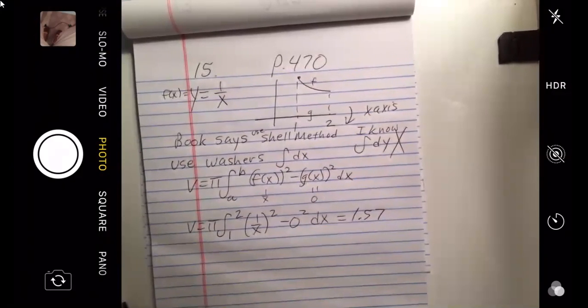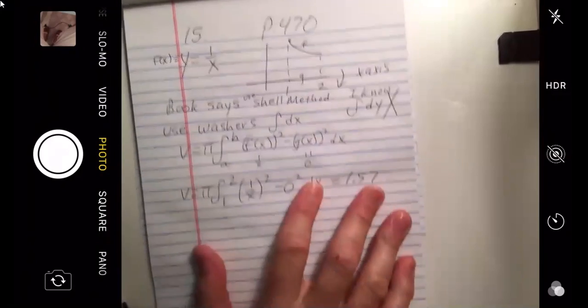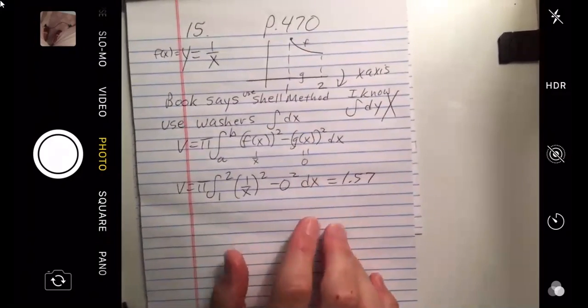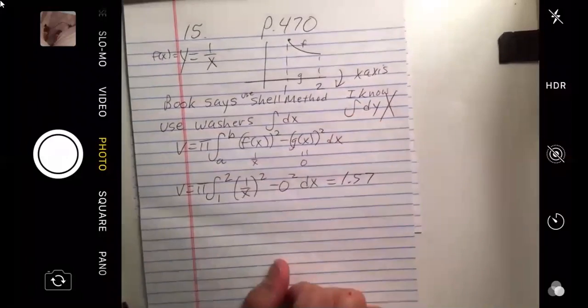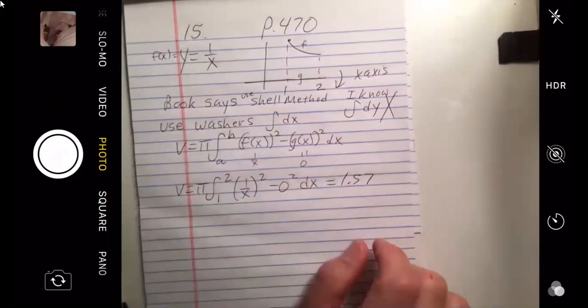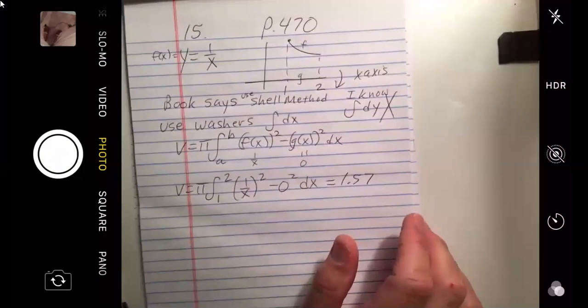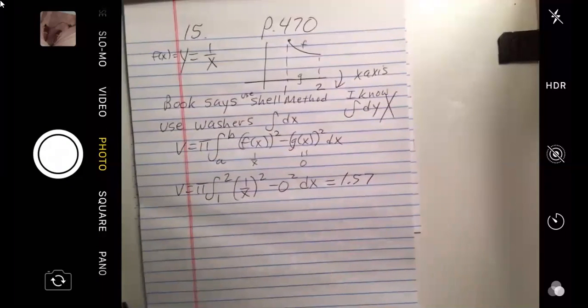Does anybody want to see the shell method done on this? Like you say, they wrote out the 2 integrals in the back of the book. You get to the same answer. I'm personally fine without. I'm just going to use this way. Are you ready for different lines? Because that's what they do by problem 23.